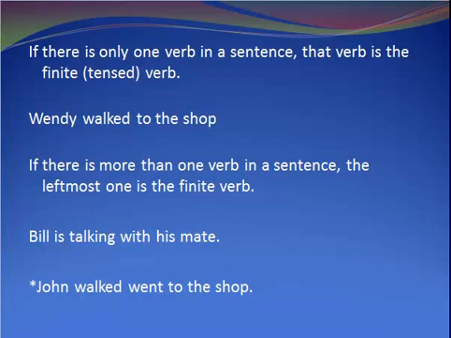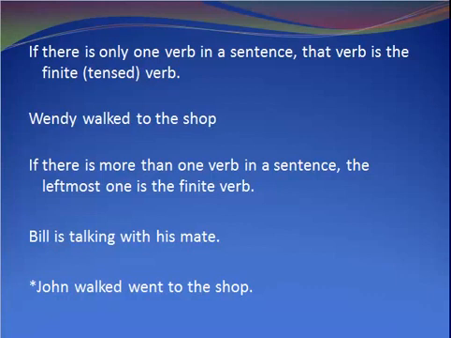So if you've got something like Bill is talking with his mate, there are 2 verbs. You've got is and you've got talking. So is going to be the finite verb, the tensed verb. And it's is, so that's the third person singular present tense form of to be.